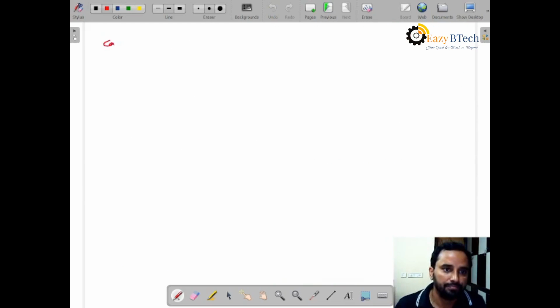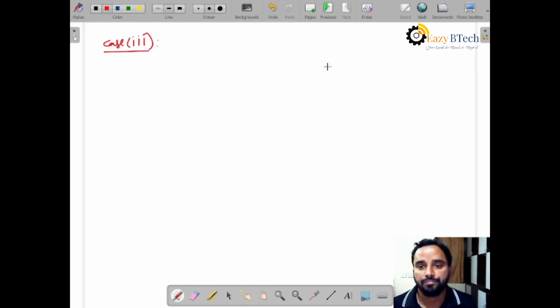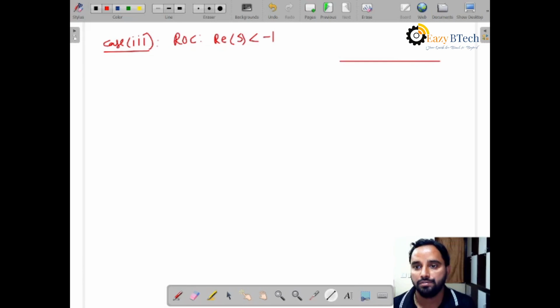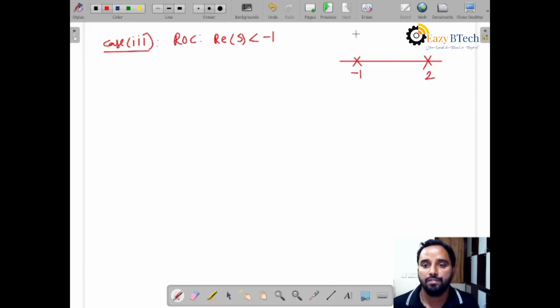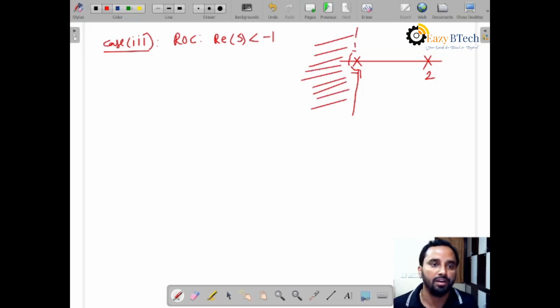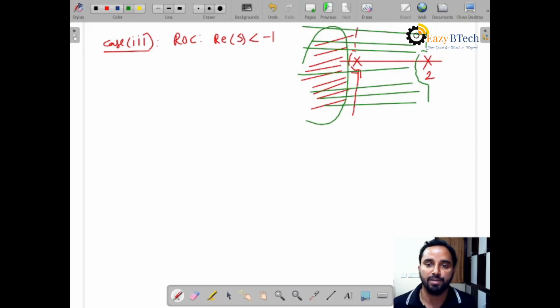Now a third case is also possible. So case 3, in case 3 I am taking the ROC as real part of s less than minus 1, below minus 1. You take the pole minus 1, take the pole 2. So what is the final ROC? Less than minus 1 means this must be left sided, and this 2 is also left sided, so that we get the final ROC less than minus 1. Right or not? Here we have the common ROC, which is real part of s less than minus 1.